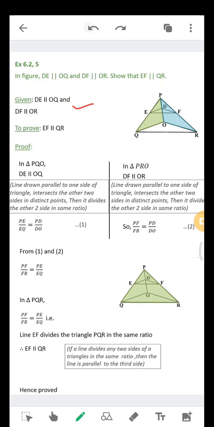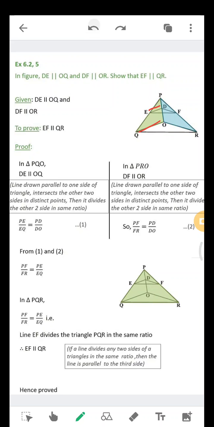Now I'll use BPT here in triangle PQO. First I'll take the green colored triangle. In the green colored triangle, DE is parallel to OQ. So when DE is parallel to OQ, I can say PE by EQ, isn't it? PE by EQ is equal to PD by DO. That is our equation 1.